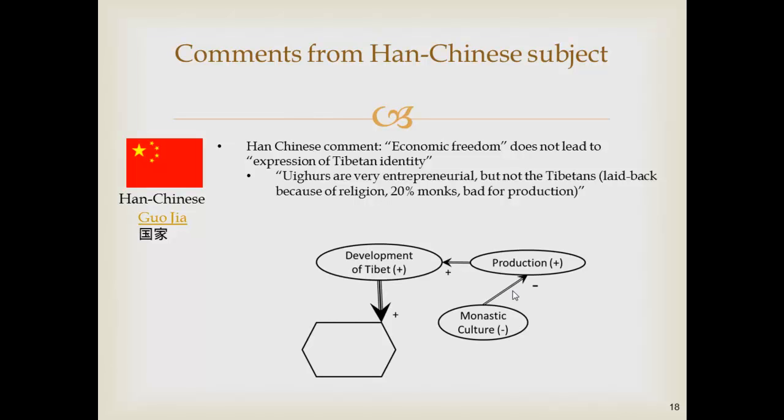This led to an exercise to draw the Han Chinese subject's own value diagram for Tibet. So in Tibet, he was valuing development of Tibet at an intrinsic level, and production would increase development, but the monastic culture would decrease production, so it was bad. That's what he was really saying.